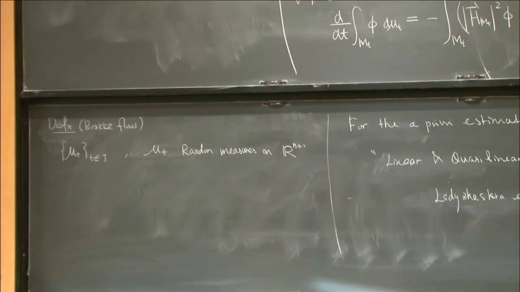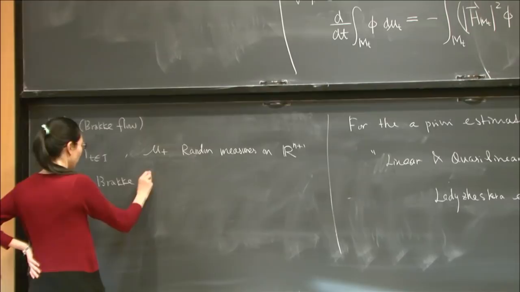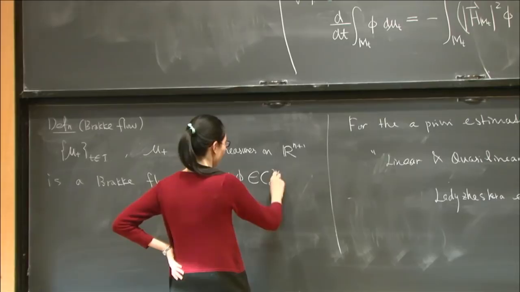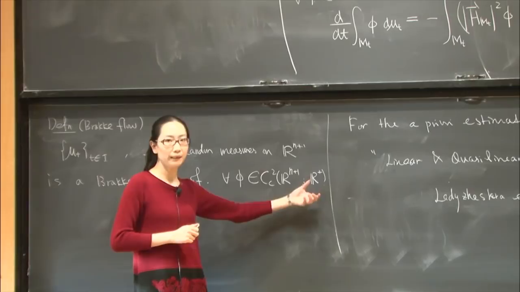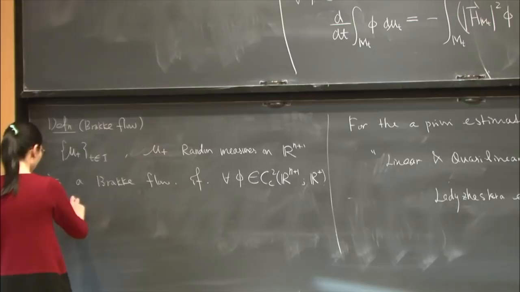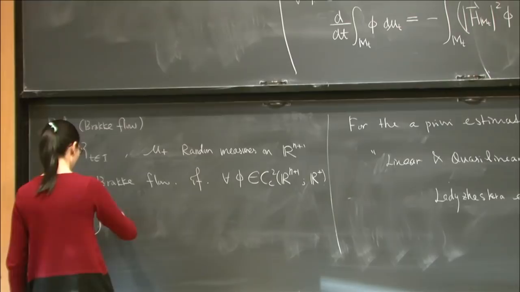This is a Brakke flow if, of course, since I change to inequality, I have to restrict the sign of phi to be a positive function.